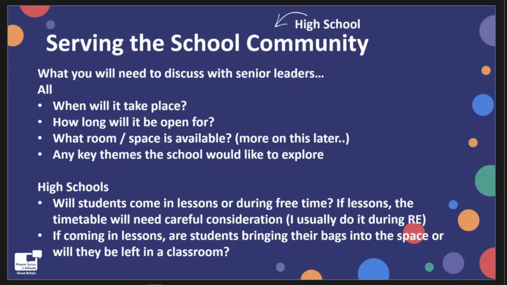And if there are any key themes that the school would like to explore, it might be that the school has a particular focus. For example, I've been into a school in the last couple of years and we did a prayer space based around mental health and well-being, because that was a real priority for the school. It might be that the school wants to look at their own values that they're trying to embed within the school culture.